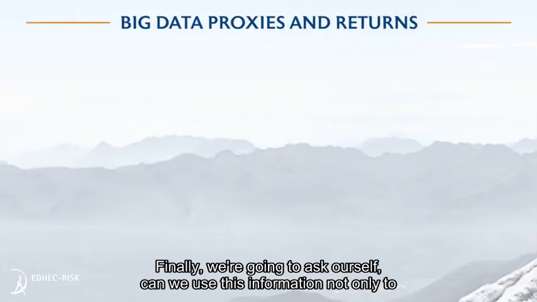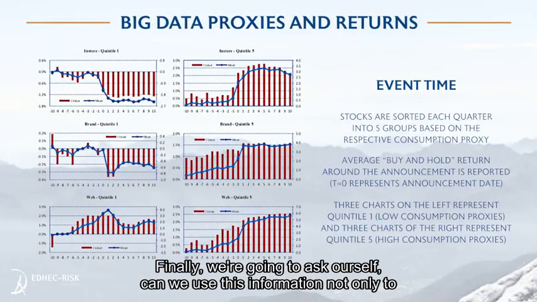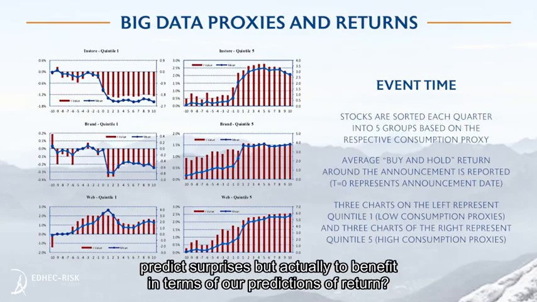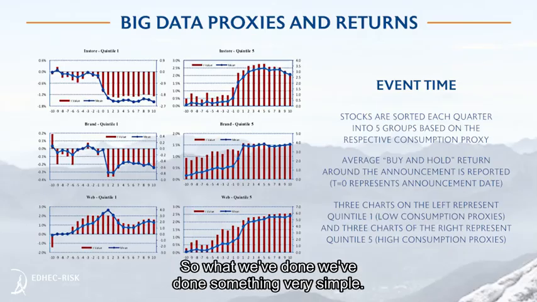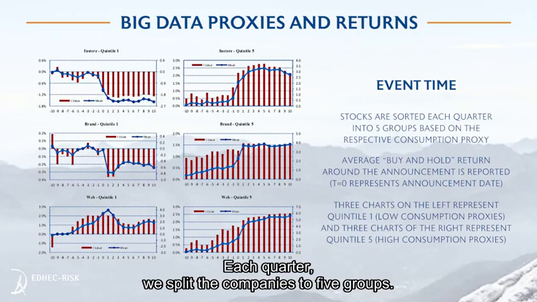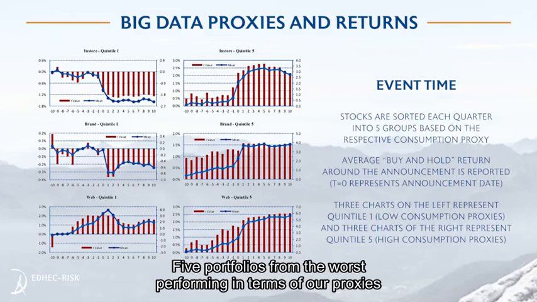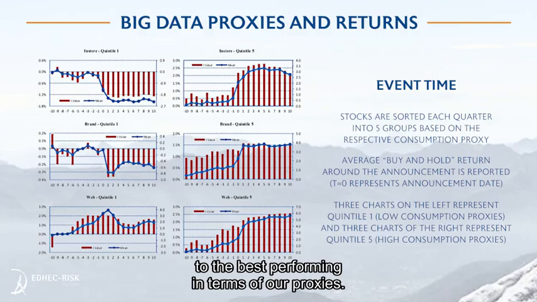Finally, we're going to ask ourselves, can we use this information not only to predict surprises, but actually to benefit in terms of our predictions of return? So we've done something very simple. Each quarter, we split the companies into 5 groups, 5 portfolios, from the worst performing in terms of our proxies to the best performing in terms of our proxies.